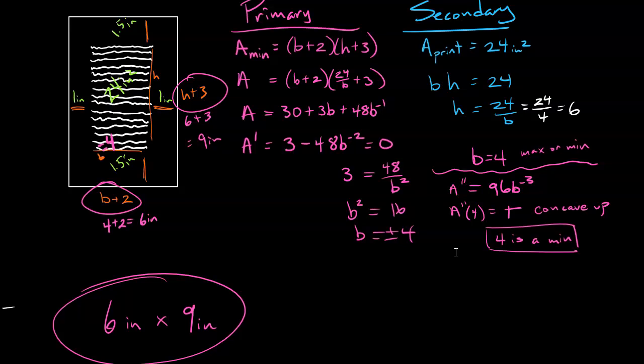Why is H 6? So, ooh, I almost accidentally picked up the regular pencil. When we first started this problem, the secondary information was the printed part, and we knew that the base times the height of the printed part would be 24. So we found out that the base of the printed part was 4. So the height of the printed part is 24 divided by 4. And then for the paper itself, we have to add the margins on.